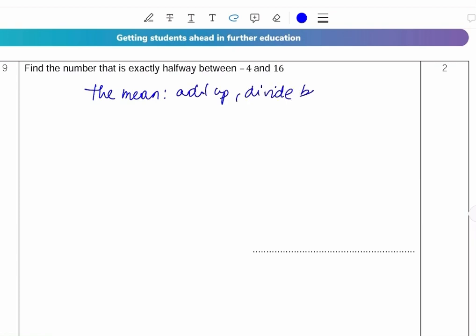So here we need to find the number between the two numbers. In other words, we're finding the mean: add them up, divide by how many there are. Here we have two of them. So add them up, divide by 2, you get 6.